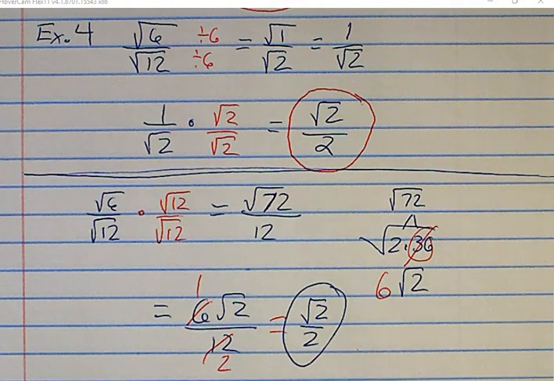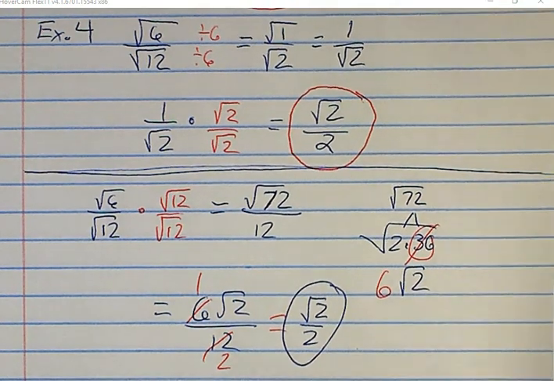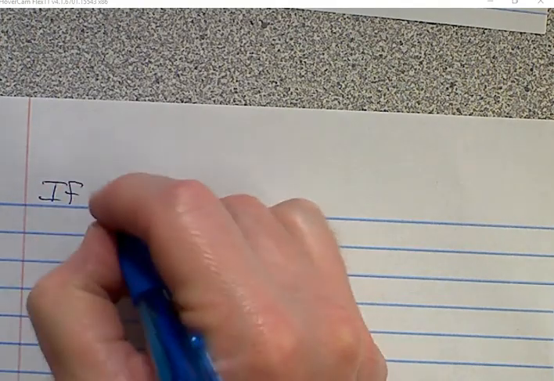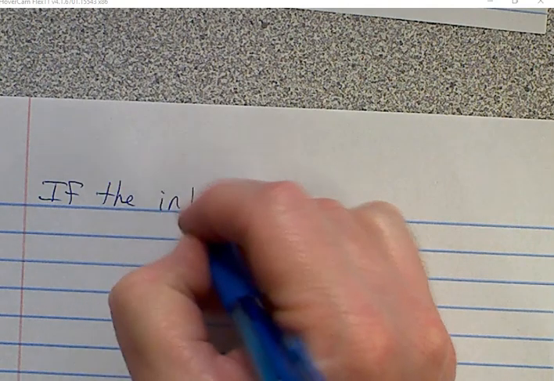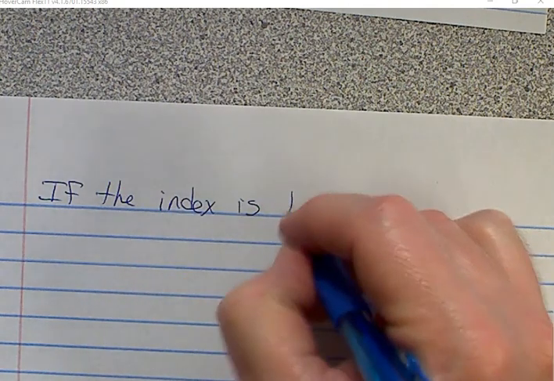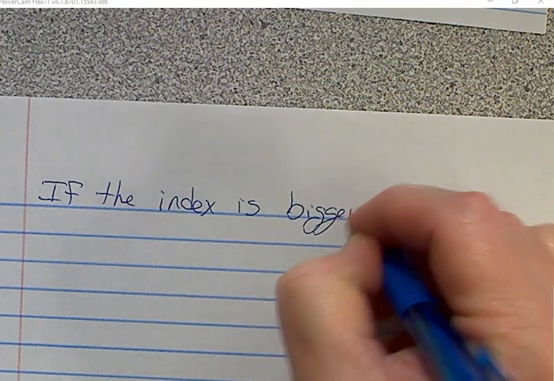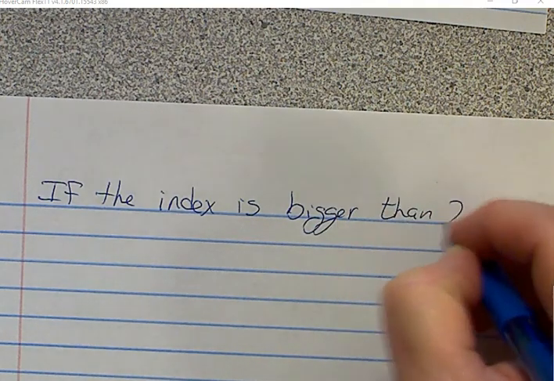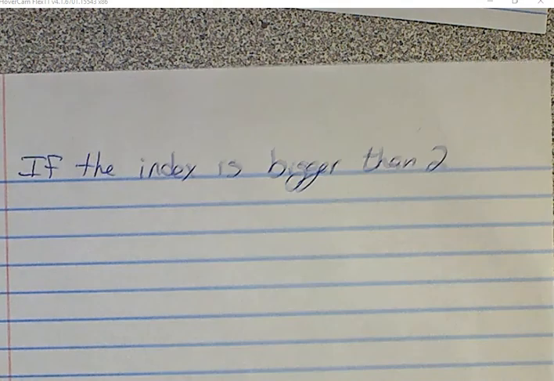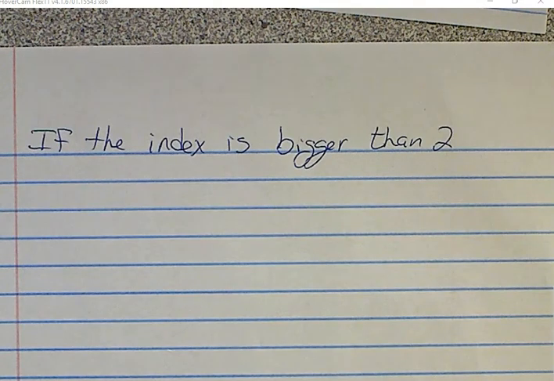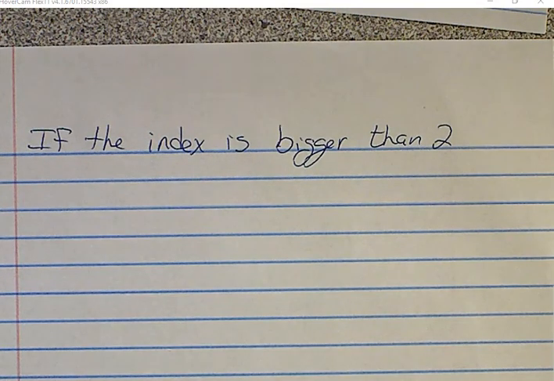All right, and then the last little thing we're going to throw at you, still under rationalizing, is everything we did here was square roots. The last thing we're going to look at is, all right, what happens if it's not square roots? If the index is bigger than 2, a little bit different setup on this one.